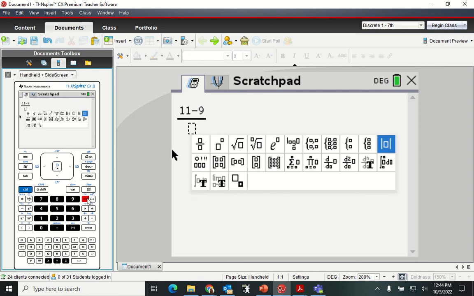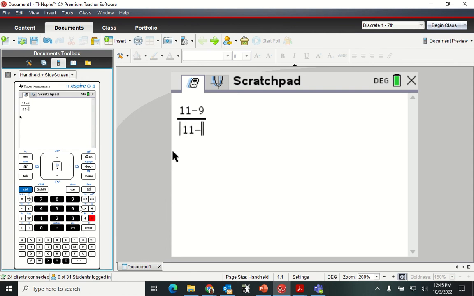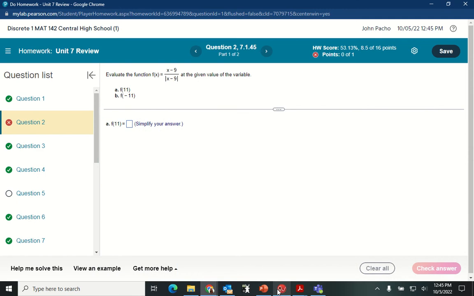If you notice, the one I clicked on is in red on my keyboard, and my absolute value is this one in blue, so it's my straight bars. I got the straight bars, I double click this, there we go. Now it opens up and gives me a little box to enter in there. In my question, I'm replacing x with 11, so it should be 11 minus 9, right? Hit enter. So my answer is 1, right? Yes, thank you very much.